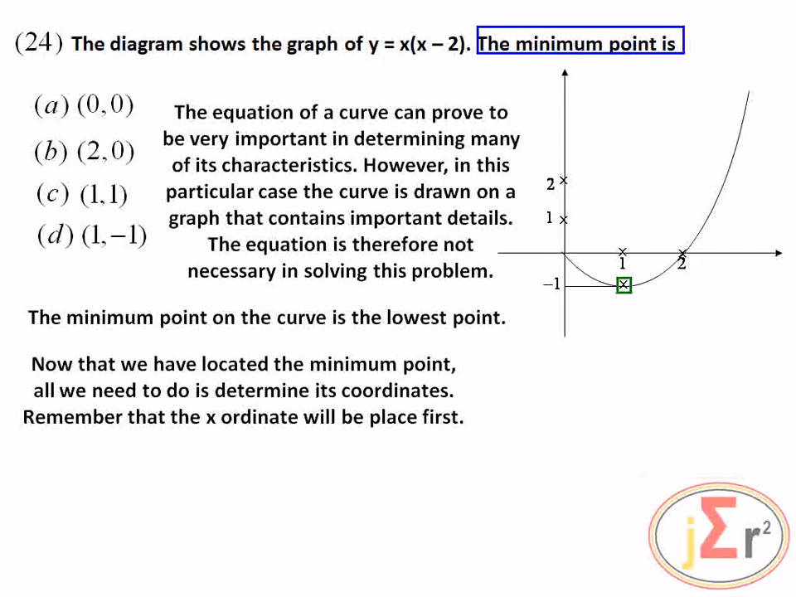Now that we have located the minimum point, all we need to do is determine its coordinates. Remember that the x-ordinate will be placed first. So we have our system that we will use to determine the coordinates. All we need is a pair of brackets and provision for the two numbers to be separated by a comma. So we have the x-ordinate that goes to 1 there, and we have the y-ordinate that will take us down to -1, and that is all there is to it.